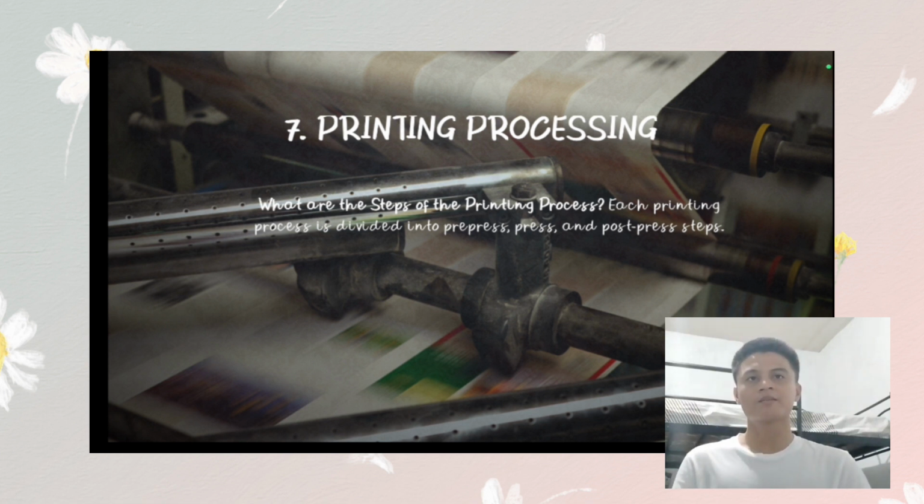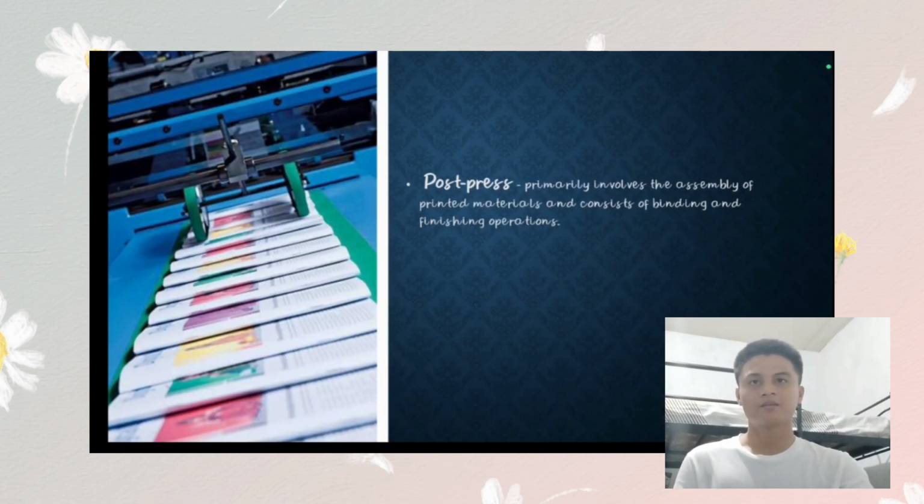Each printing process is divided into pre-press, press, and post-press steps. The first one is the post-press. It primarily involves the assembly of printed materials and consists of binding and finishing operations.